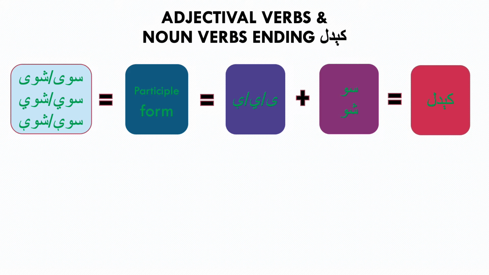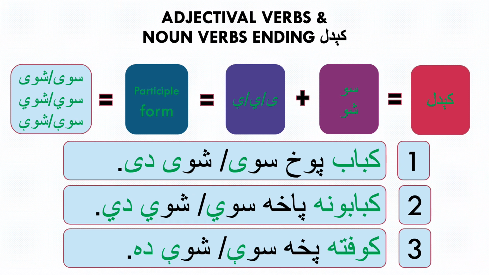For example, number 1, kebab پوخ سوی دی. Number 2, کبابونه پخه سوي دي. Number 3, کوفته پخه سوې ده.